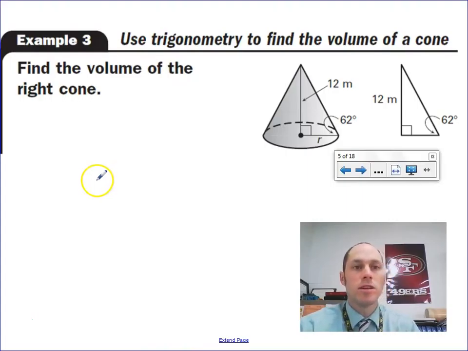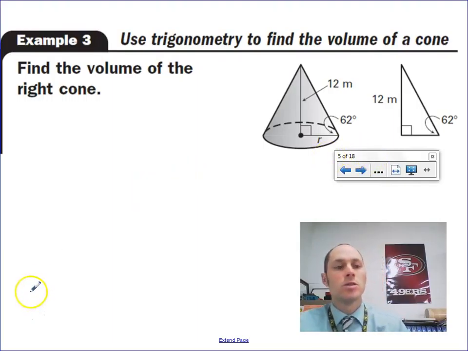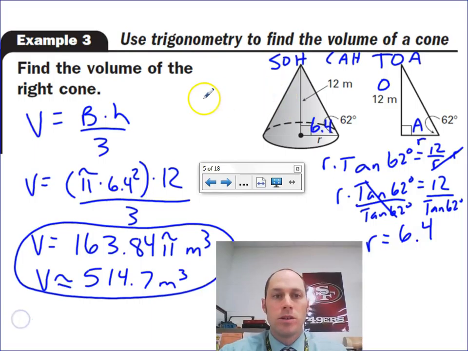So why don't you pause the video and see if you can find the volume of this right cone. When you're ready to see an explanation, whether it's correct or incorrect, restart the video. You have to review your trig, your SOHCAHTOA, in order to help you figure this one out.